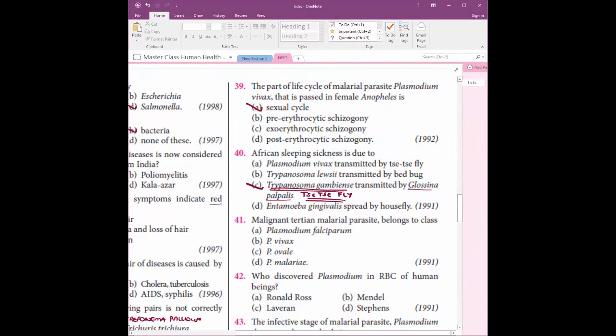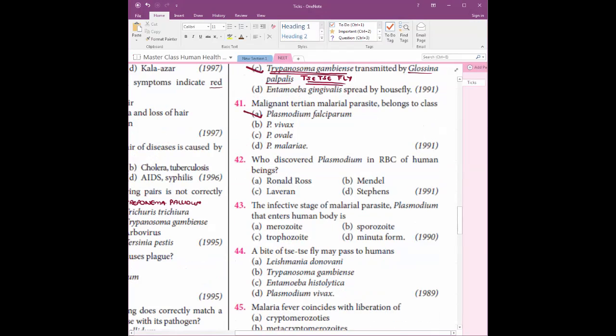Next one. Malignant tertiary malarial parasite belongs to class. Now guys, there are different types of malarial parasites that we've talked about. Malignant meaning the really deadly one. It is Plasmodium falciparum. So yes, Parnavi is right. Mukta is also right.